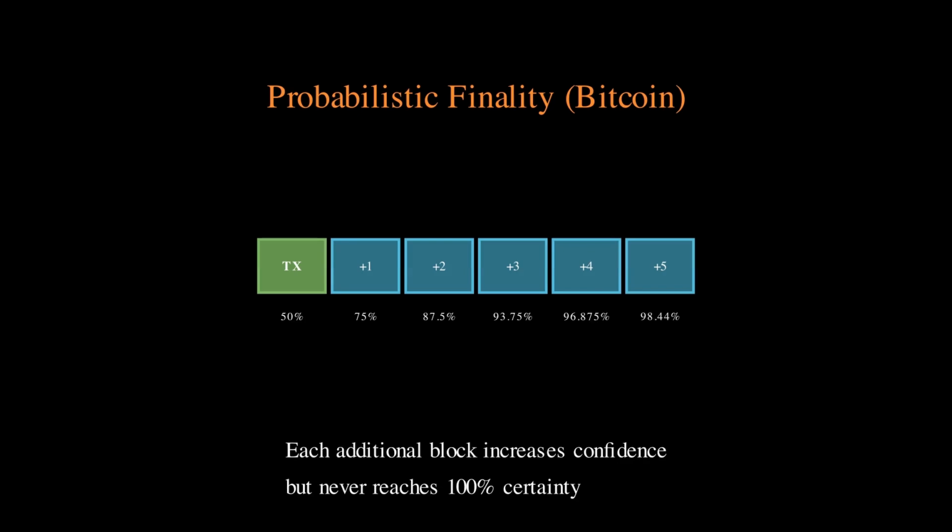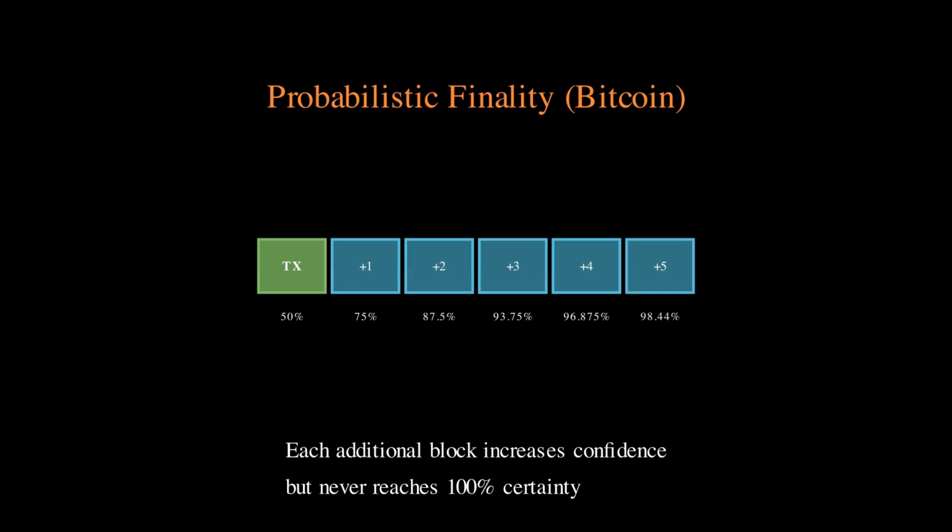Watch these percentages: 50, 75, 87.5, then 93.75, and so on. 6 confirmations gets you to about 98.44% confidence. Good enough for most purposes, but still technically probabilistic.